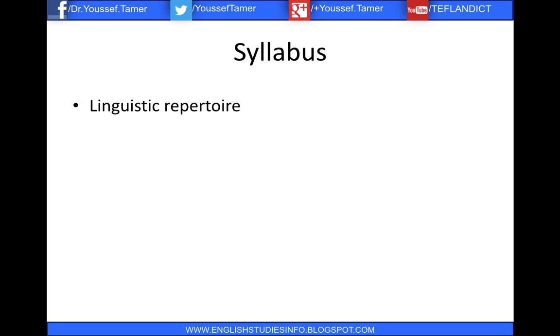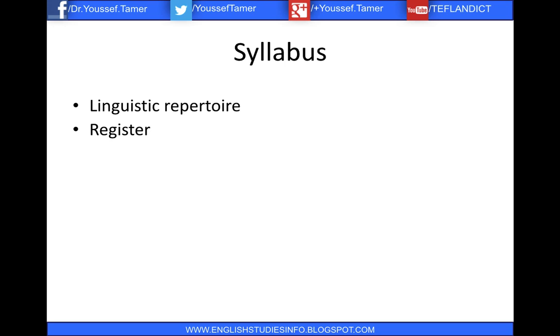We will see the details later on. Another concept is called register. Register, again, is a kind of language variety that is common among people sharing the same job or the same occupation. I repeat. Register is a kind of language variety that is common among people sharing the same kind of job and the same kind of occupation.